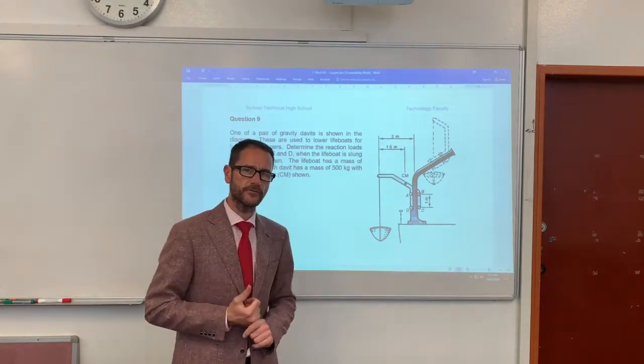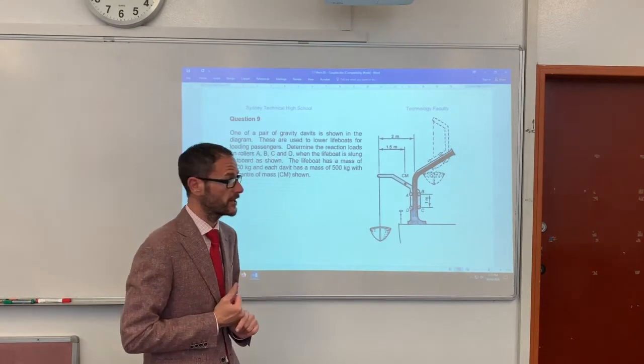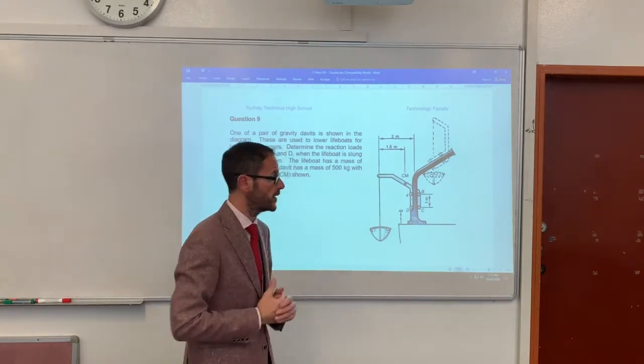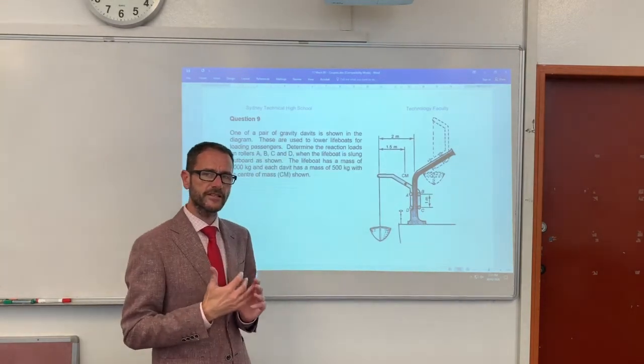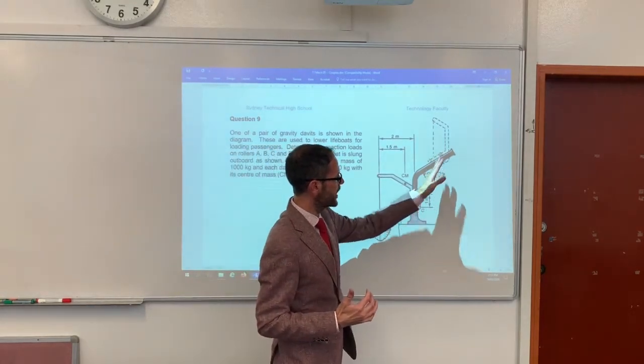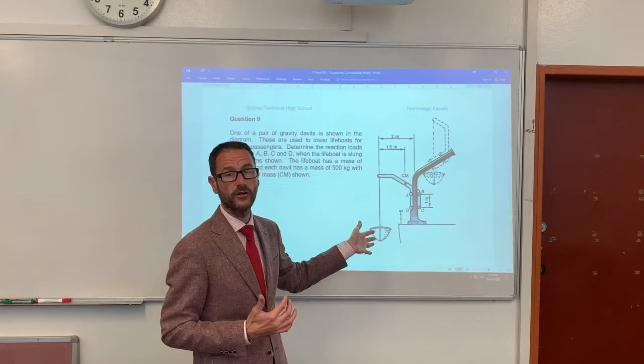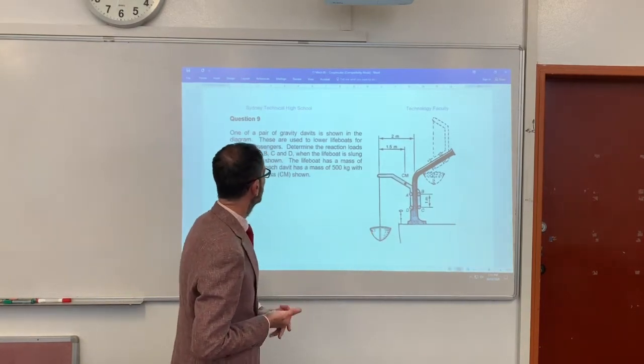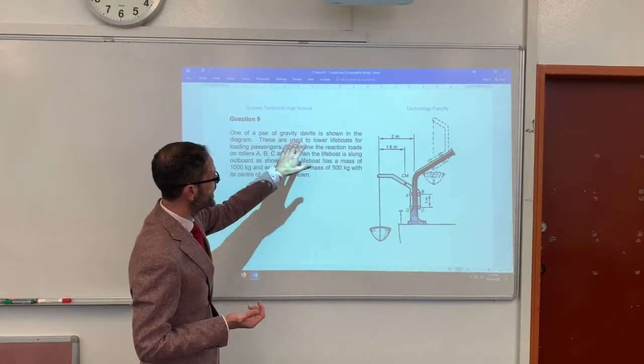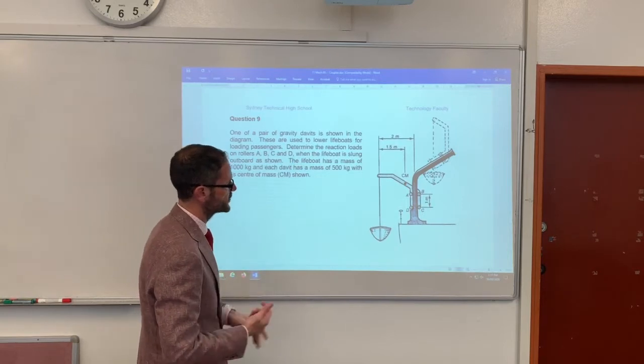Lifeboats look a little bit different to this now. If you go and Google lifeboats, you'll find that they're usually an enclosed boat. But all of them need some sort of mechanism that allows the boat to go from its park position out to overhang the side of the ship to be launched. And the key thing here is one of a pair of gravity davits is shown in the diagram.